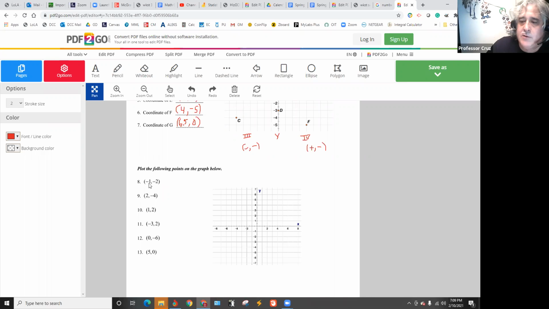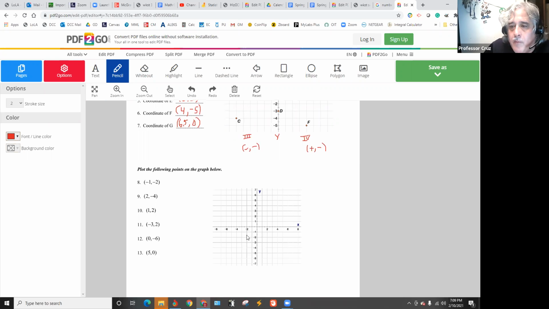So let's see where this one right here would be. This is -1 in the x direction, down -2. See that one right there? That's 8. -1, -2.